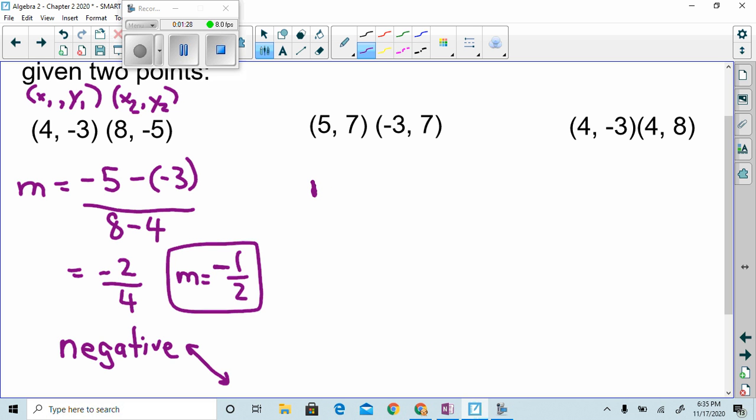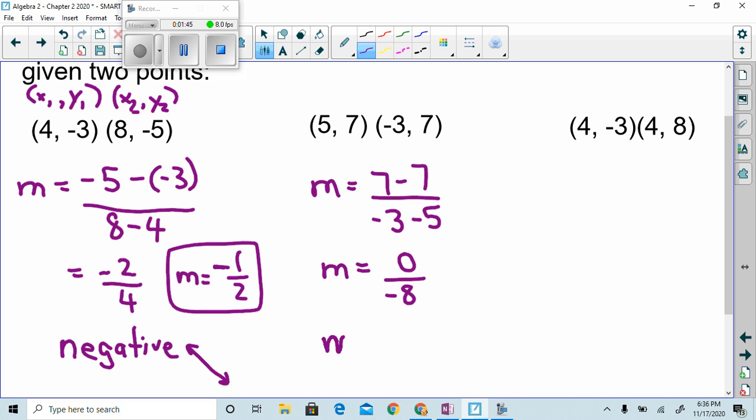Second problem, 7 minus 7 over negative 3 minus 5. When we're doing the calculation, remember that we add the opposite. So that's going to be 0 over negative 8. So my slope is 0. So you either put m is equal to 0 or you write the word 0. And again, a slope that's 0 is a horizontal line.